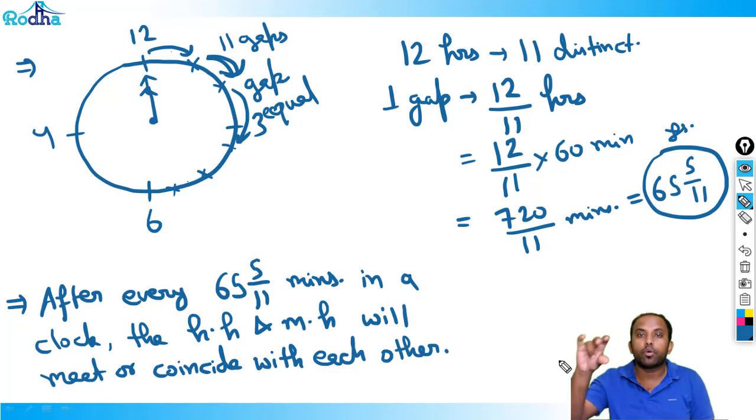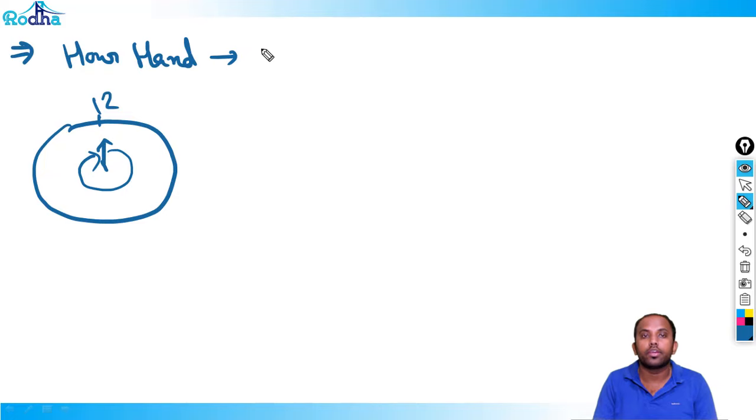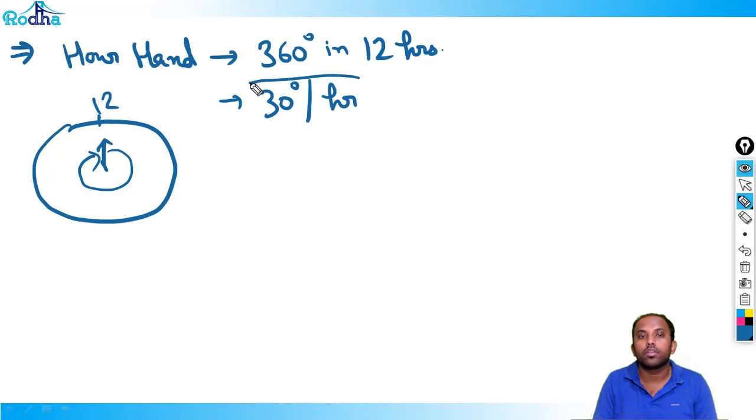So what is the speed of the hour hand? In a clock, when the hour hand moves from 12 to 12, it covers 12 parts of the clock, a total of 360 degrees. So the hour hand covers 360 degrees in 12 hours. That means its speed is 30 degrees per hour. In 1 hour it moves 30 degrees, in 2 hours 60 degrees, like that.